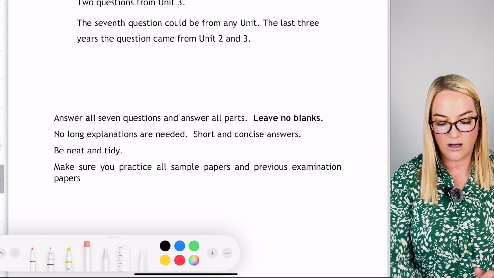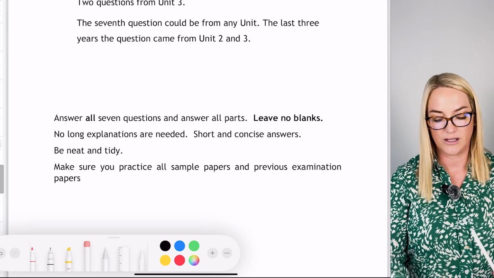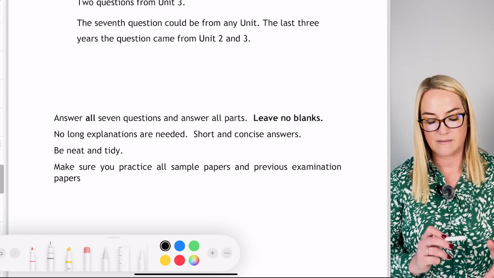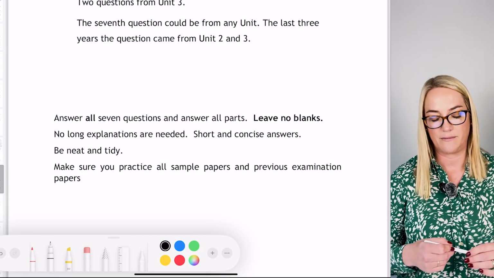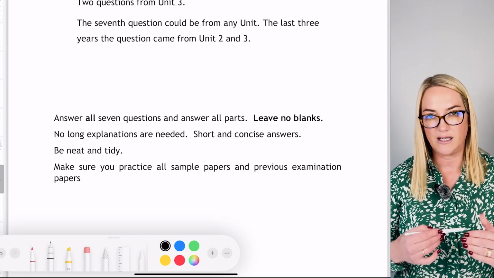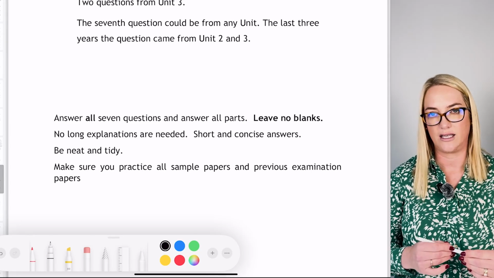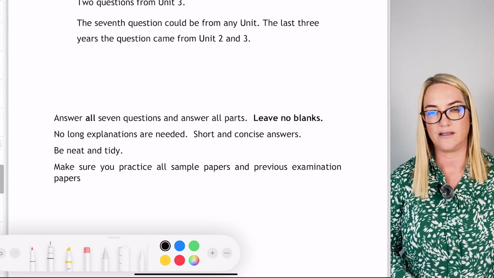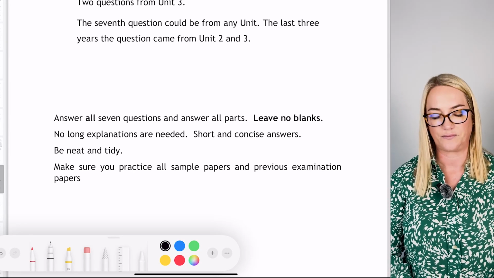No long explanations are needed. We want short, concise answers. Be neat and tidy, and make sure you practise sample paper questions and previous exam paper questions for this. 30 minutes, no more, on section A. If you find you've gone over 30 minutes, stop, leave it, and go on to section B.